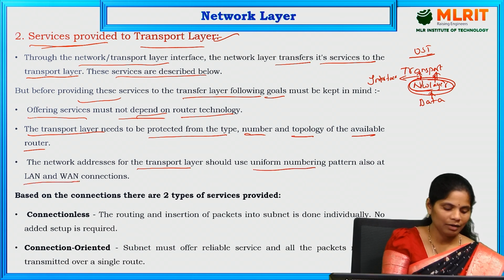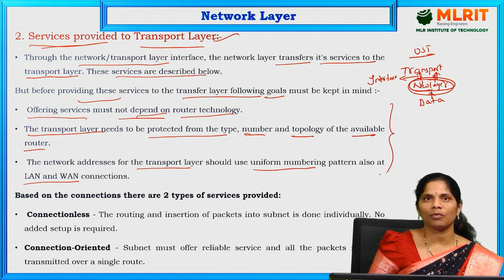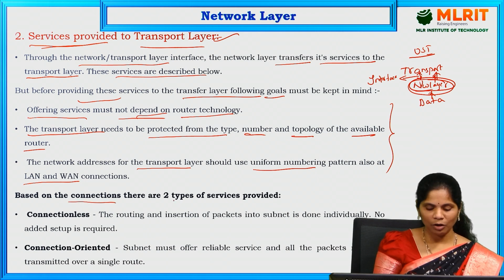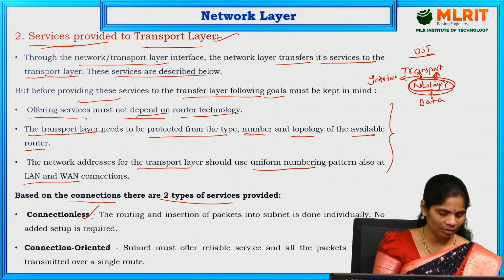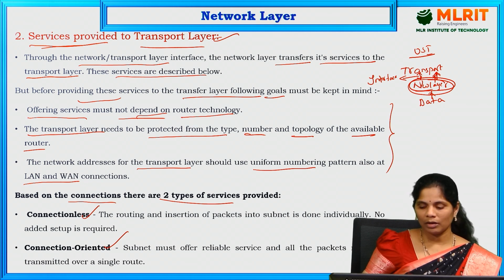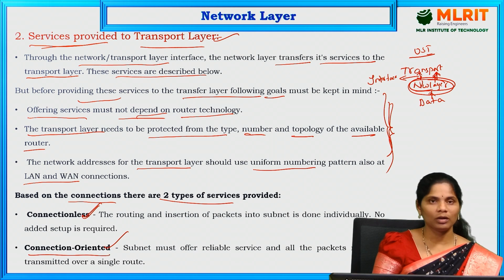Those are the LAN and WAN connections. All of these have to be followed whenever the service is provided to the transport layer. Based on the connections, there are two types of services the network layer provides: connectionless services and connection oriented services. These two services are provided to the transport layer.